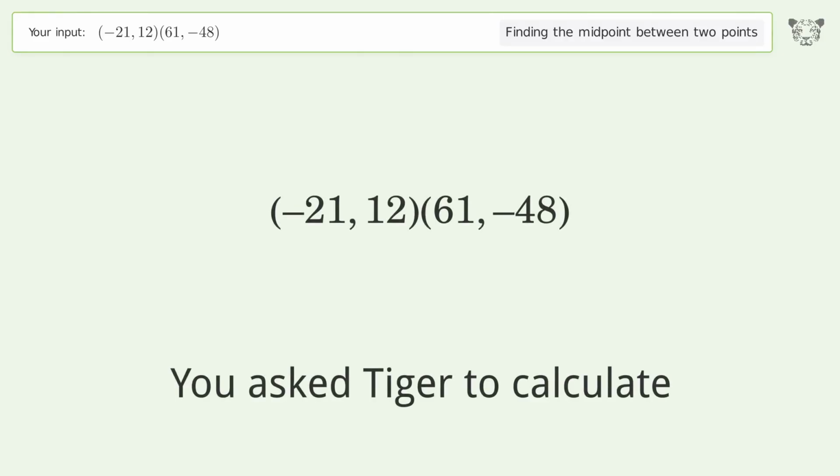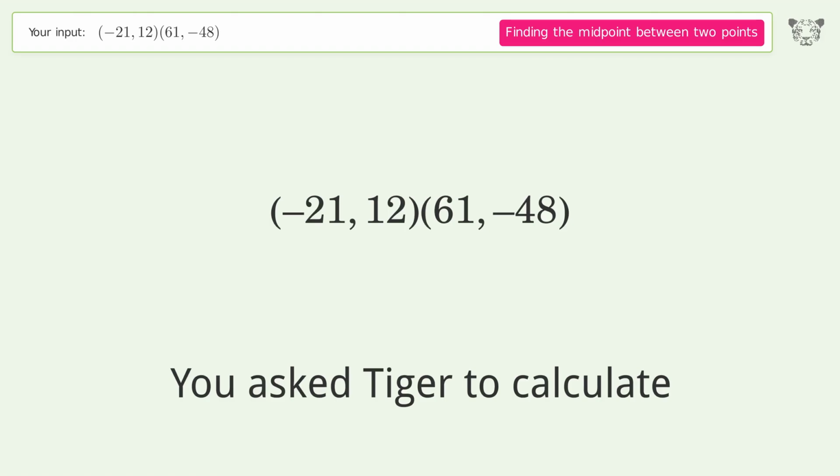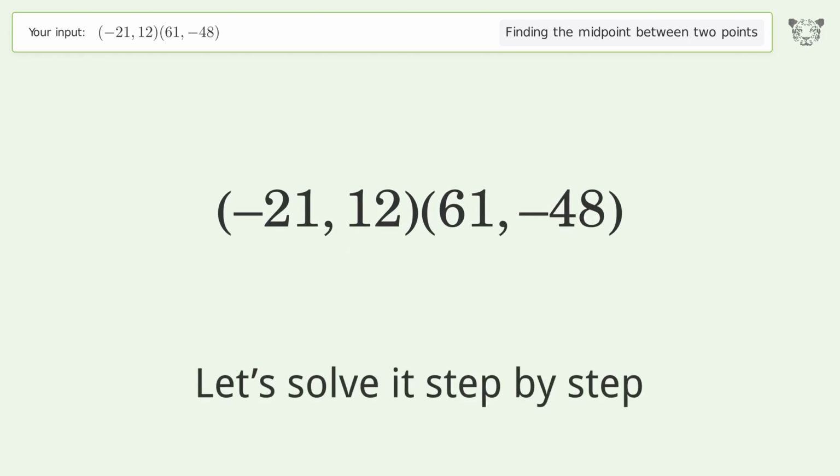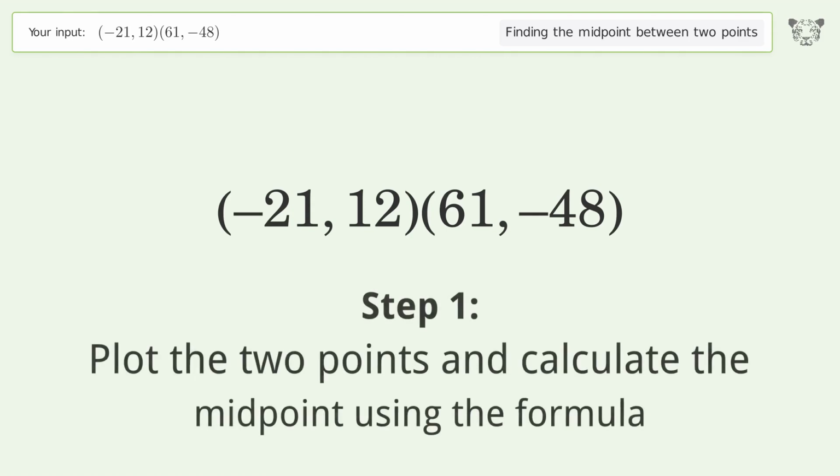You ask Tiger to calculate. This deals with finding the midpoint between 2 points. The midpoint between the 2 points is 20, -18. Let's solve it step by step. Plot the 2 points and calculate the midpoint using the formula.